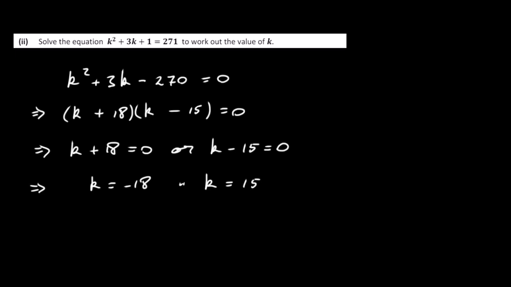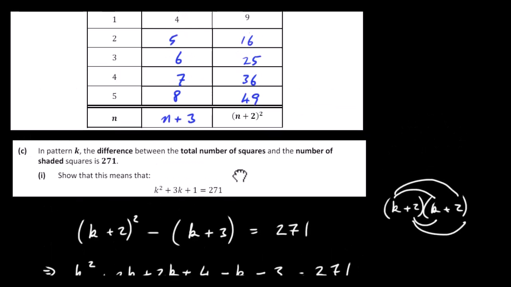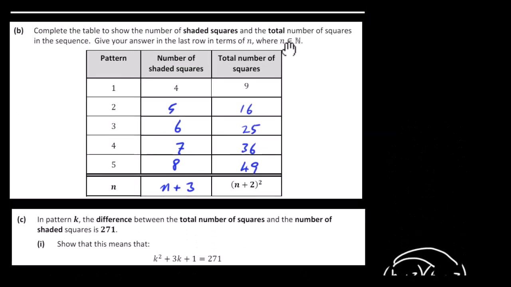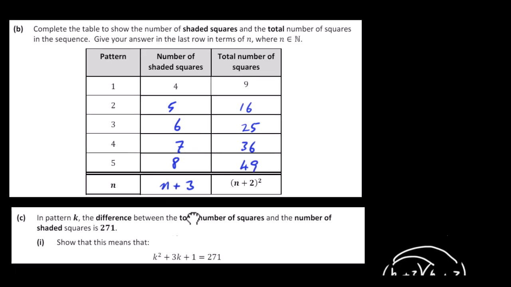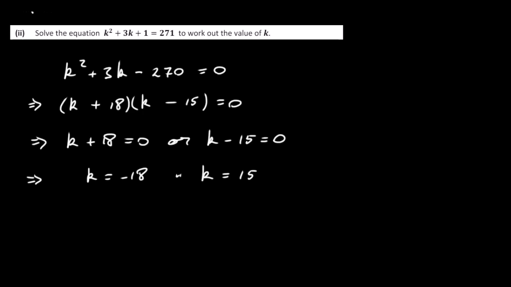Now because k is a natural number, I think we're told that up here, we're certainly told that n is a natural number here. It has to be a natural number anyway because you're talking about pattern numbers. It's pattern number 1, pattern number 2. You can't have a pattern number minus 18. So it has to be plus 15. So my answer here is k is equal to 15.